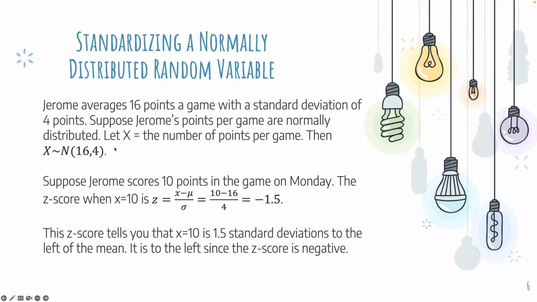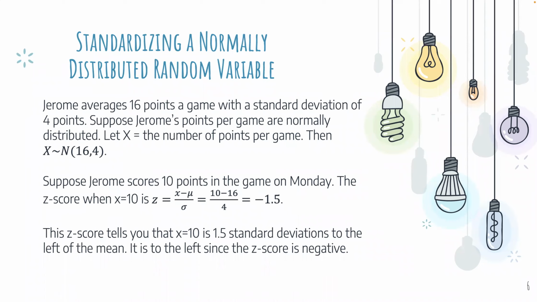So let's say that Jerome averages 16 points a game with a standard deviation of 4 points. Suppose Jerome's points per game are normally distributed. X is going to be the number of points per game. Then X, the number of points per game, is normally distributed with a mean of 16 and a standard deviation of 4. Suppose Jerome scored 10 points in a game on Monday.